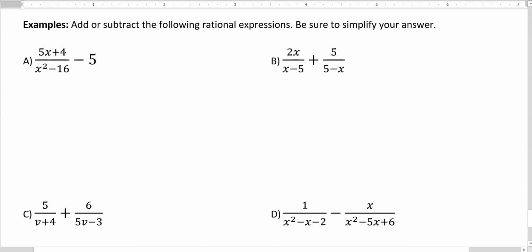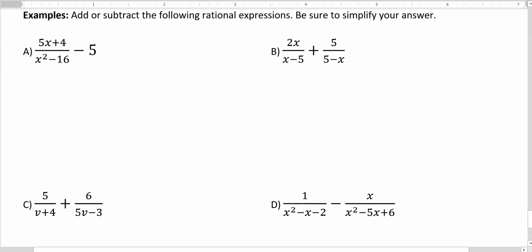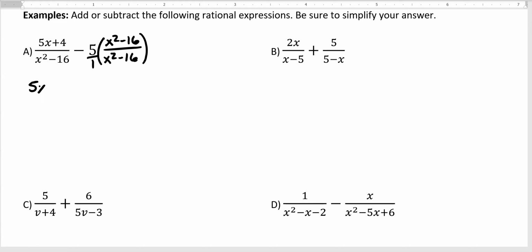So 5x plus 4 over x squared minus 16, minus 5. Cool. So this one's pretty straightforward. We need to get 5 over x squared minus 16. So I'm going to multiply by x squared minus 16. But imagine if this is 5 over 1, right? So I'm going to have 5x plus 4 over x squared minus 16 minus, and I'm going to go ahead and actually multiply this out. So I'll have 5x squared, 16 times 5 is 80, over x squared minus 16.